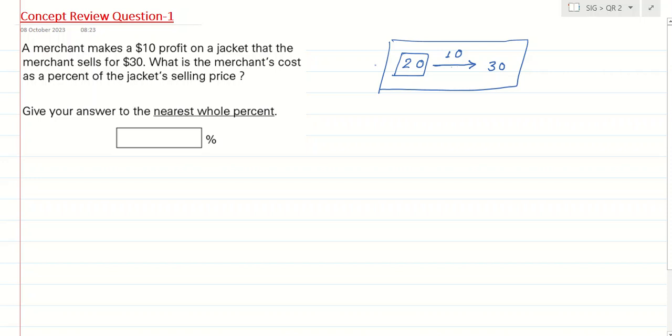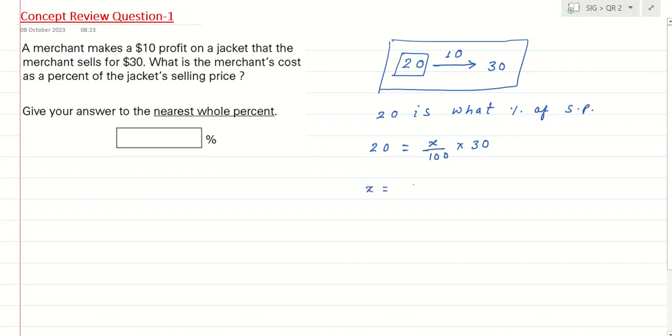The question is, what is the merchant's cost price as a percent of the jacket selling price? So it means 20 is what percent of the final value, the selling price? Correct. 20 equals x percent of what? Final value, that is 30. Find the value of x.